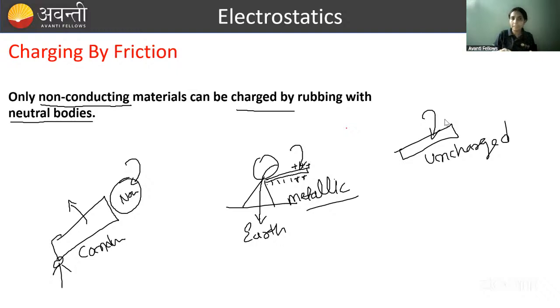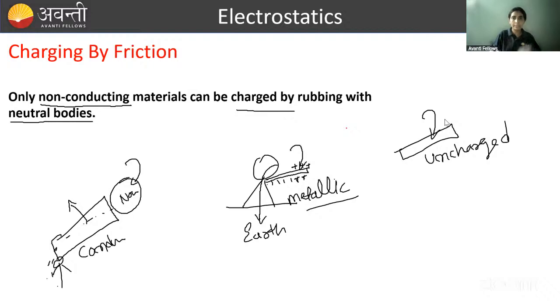So if you are rubbing it, this conducting thing will develop a certain charge. And then what will happen? This charge will get transferred to the wood. Because, look, non-conducting materials can be charged, but what's your question? Sorry. Let me look at the question again.